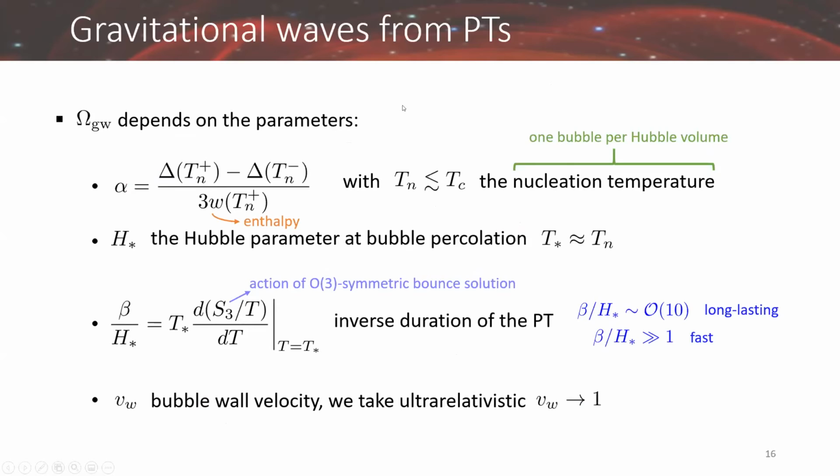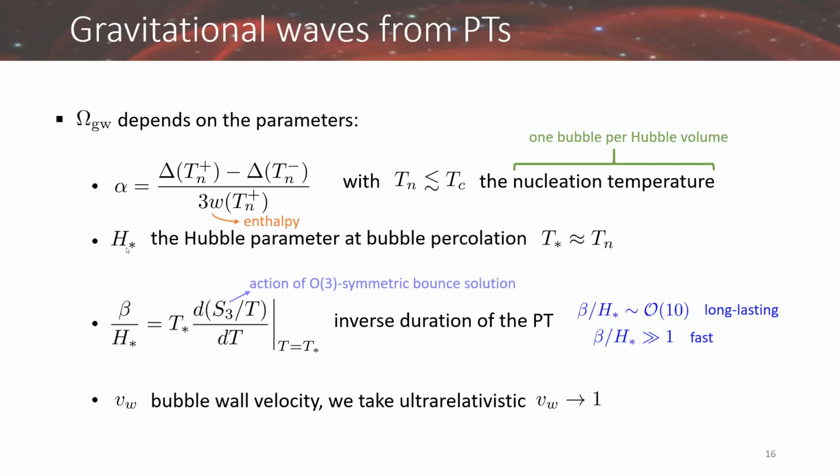All right, once you have a model, there's a standard procedure to calculate the gravity wave signal. These depend on a bunch of parameters. The first one is this parameter alpha, which is the energy that is liberated in the phase transition, normalized by the thermal energy in the plasma at the time, or the total radiation energy of the universe at the time of the phase transition. And this temperature Tn is called the nucleation temperature, which is the temperature at which you get one bubble nucleated per Hubble volume. And in our case, this is very close, a little bit below the critical temperature.